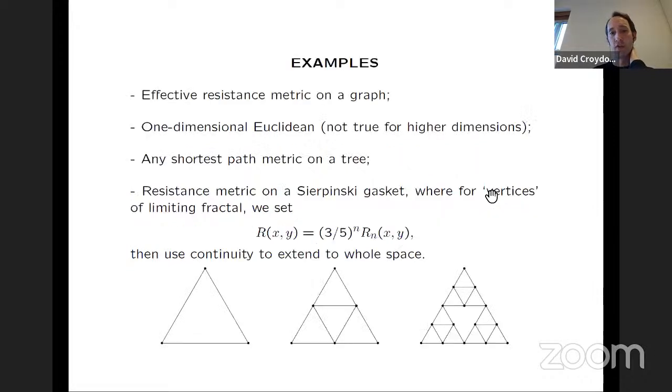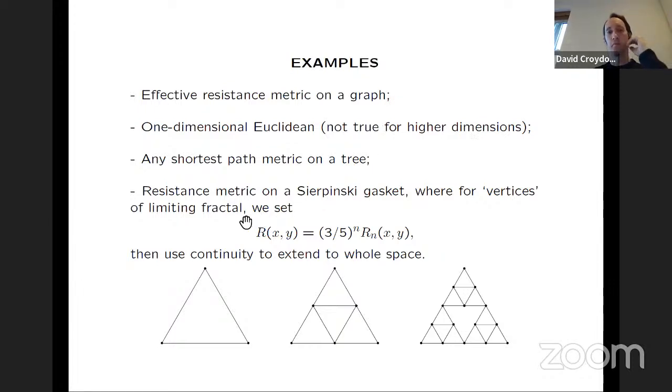Just to give you an example, here were the examples I had. It's very easy to see that this is true for one-dimensional Euclidean space or the shortest path metric on a tree, but actually it's not true for higher dimensional spaces. In particular, the resistance metric just degenerates. It's not going to give us the right information about the stochastic processes anymore. But there is an intermediate regime.